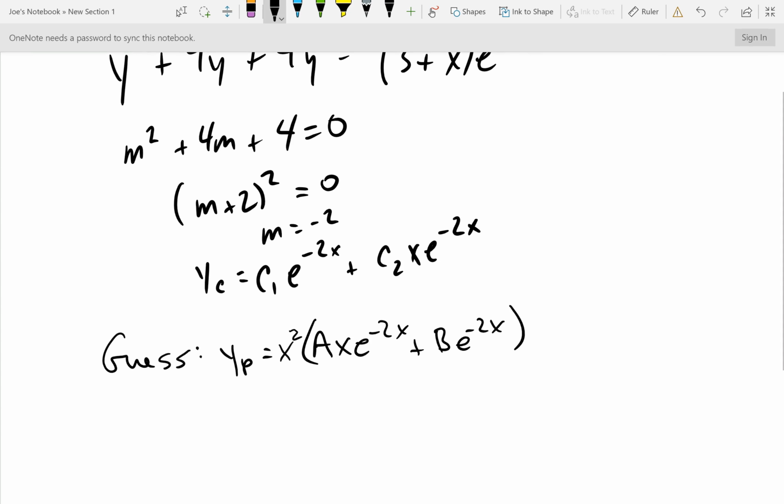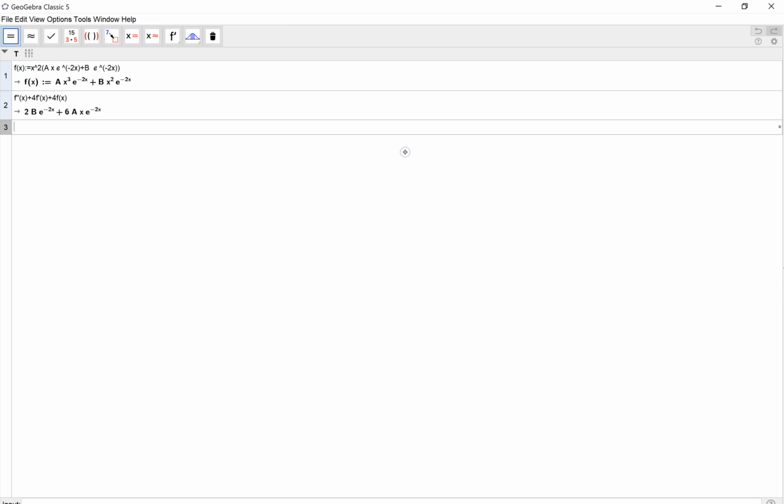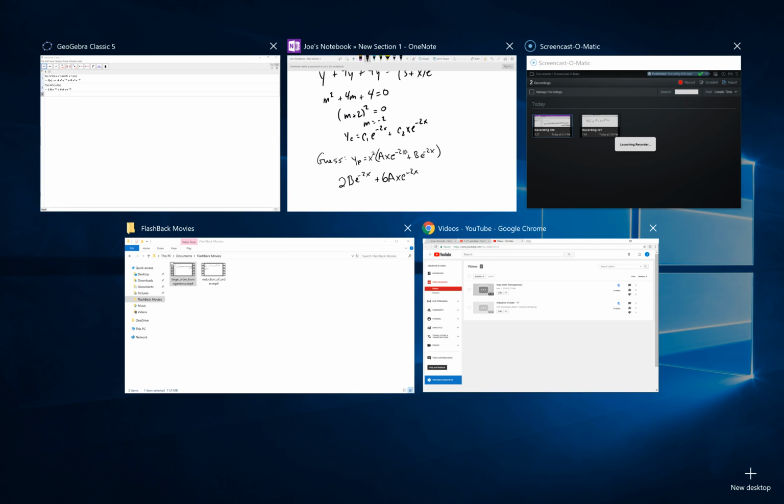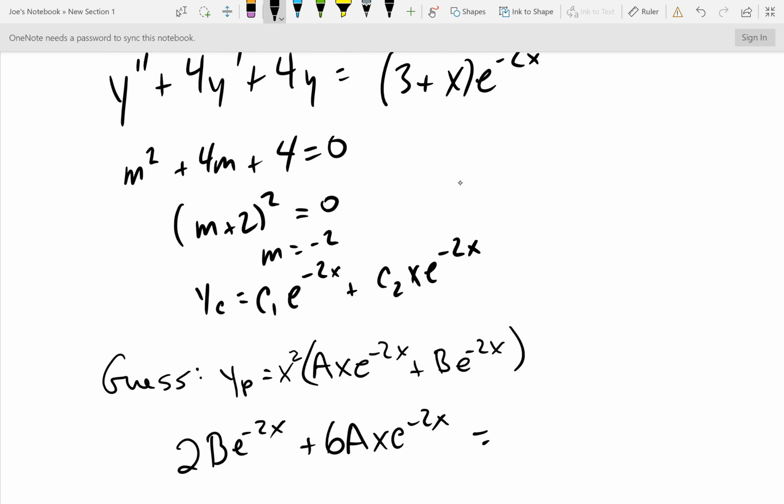We just said we got 2b e to the -2x and 6a x e to the -2x. And I'm just going to go back and double check and make sure that's what we got. Yes, we did. Okay. Remember, this is the result from plugging our guess into the left-hand side. So this is going to have to equal, if I distribute that e to the -2x through, 3 e to the -2x plus x e to the -2x.